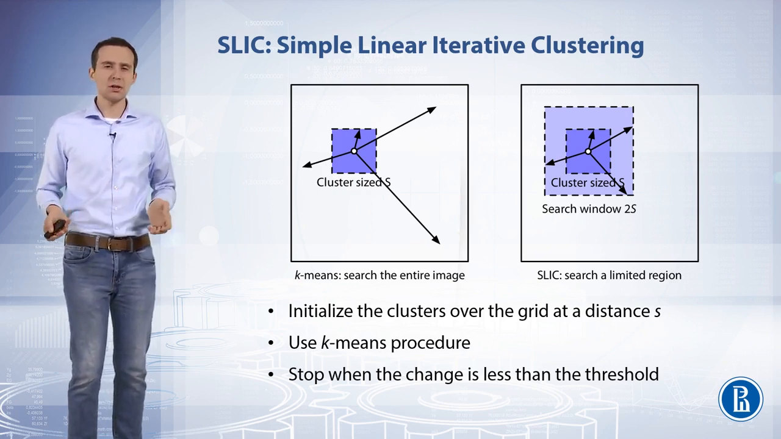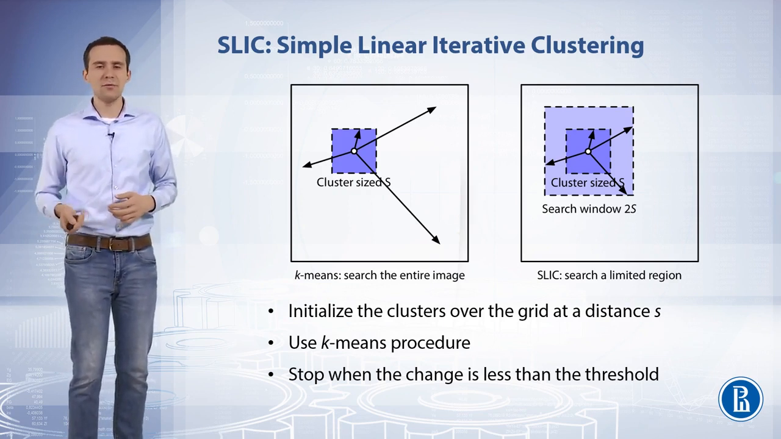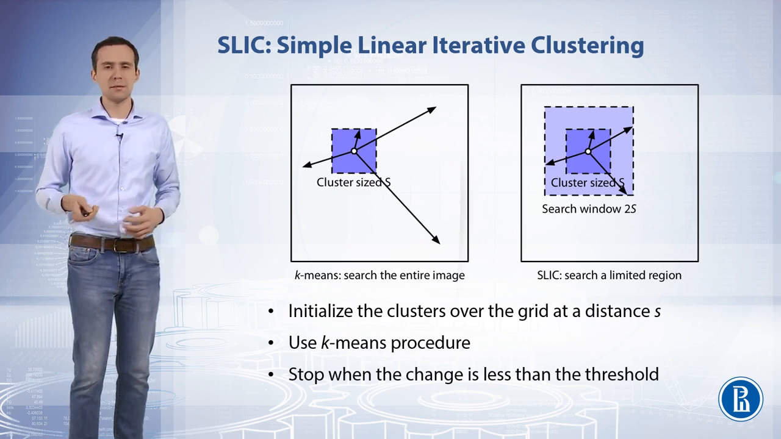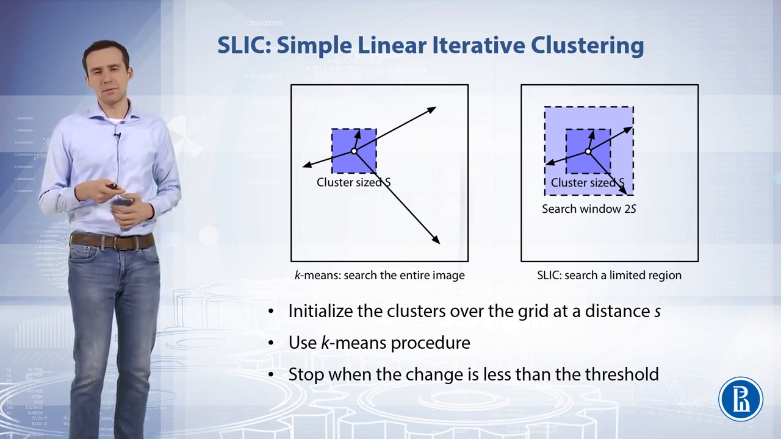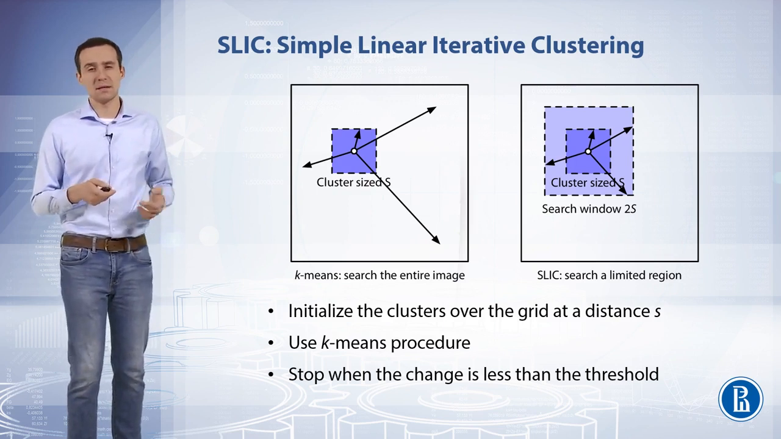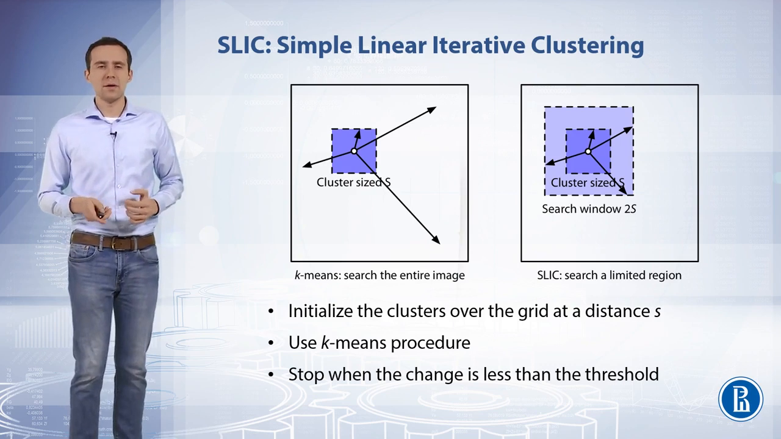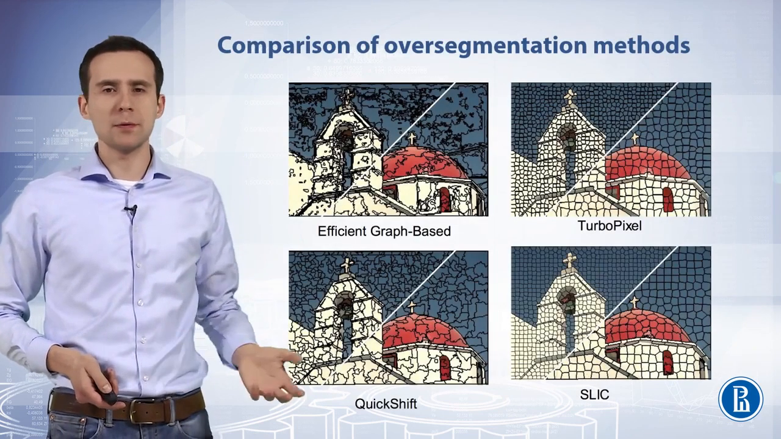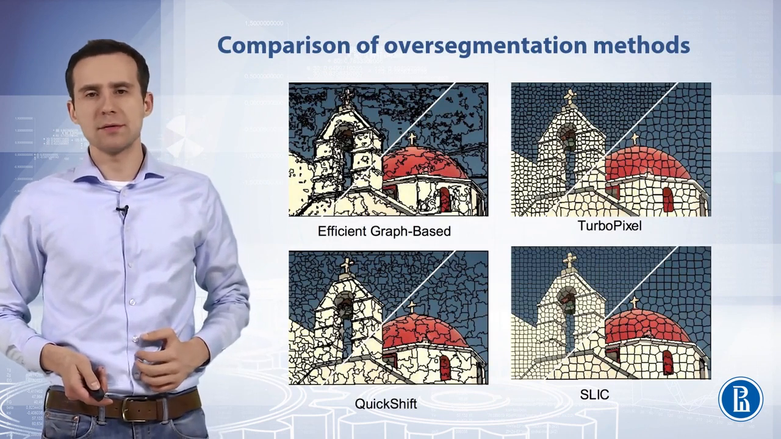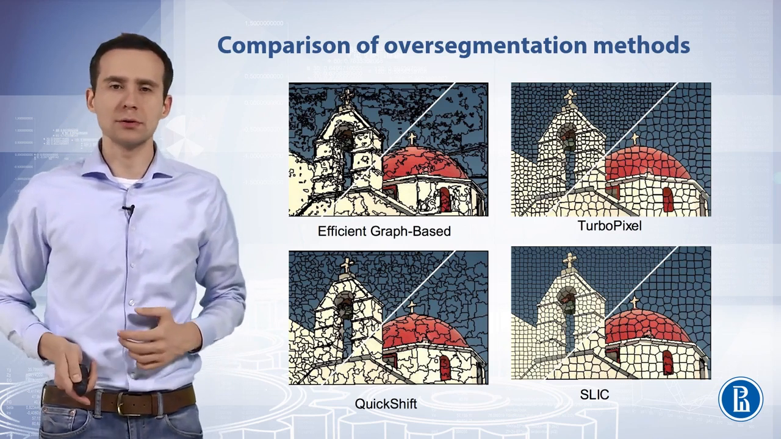K-means requires an initial approximation of cluster centers. In SLIC, uniformly distributed points separated by the distance s are used. As in the k-means algorithm, the cluster centers are updated until the summary change in all clusters is less than the operating threshold. Here you can see that the SLIC method outperforms other oversegmentation methods not only by the quality, but in fact also by the computation cost.